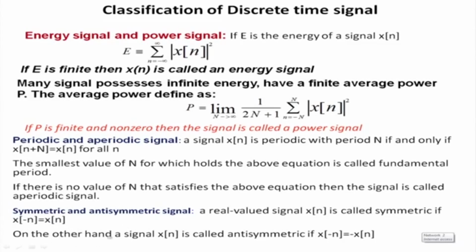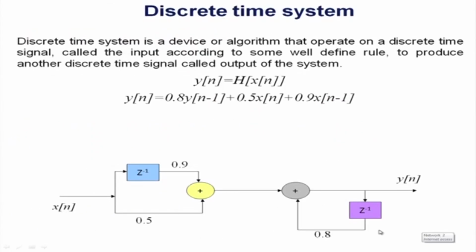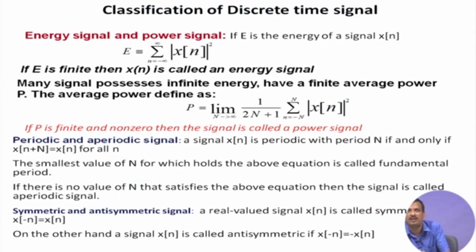Okay. On the other hand, if it is antisymmetric, then x of minus n will be minus x n. So, this is a signal property. Next, discrete time system. So, signal periodic, aperiodic, signal symmetric, antisymmetric. I have not discussed stationary and non-stationary signal also.